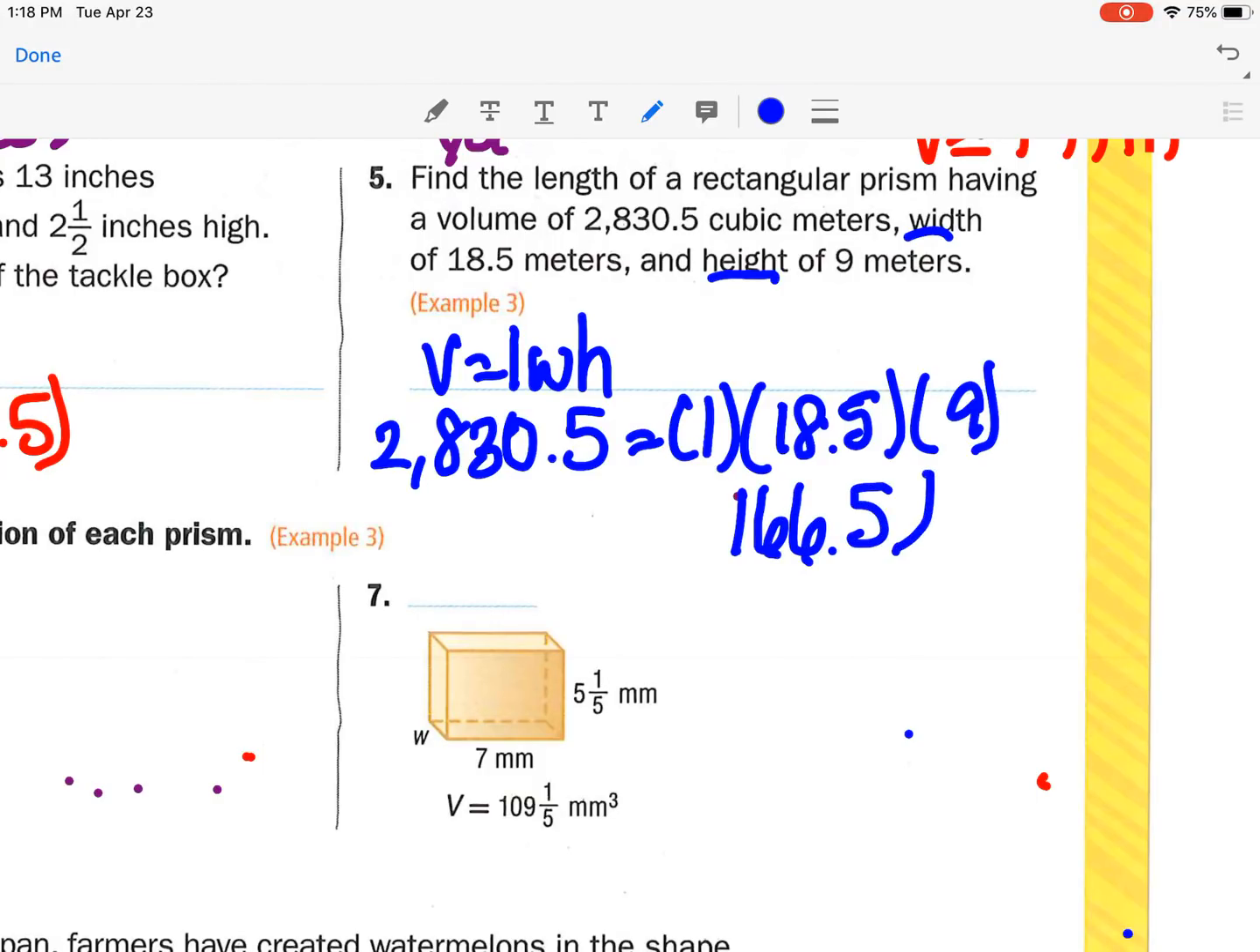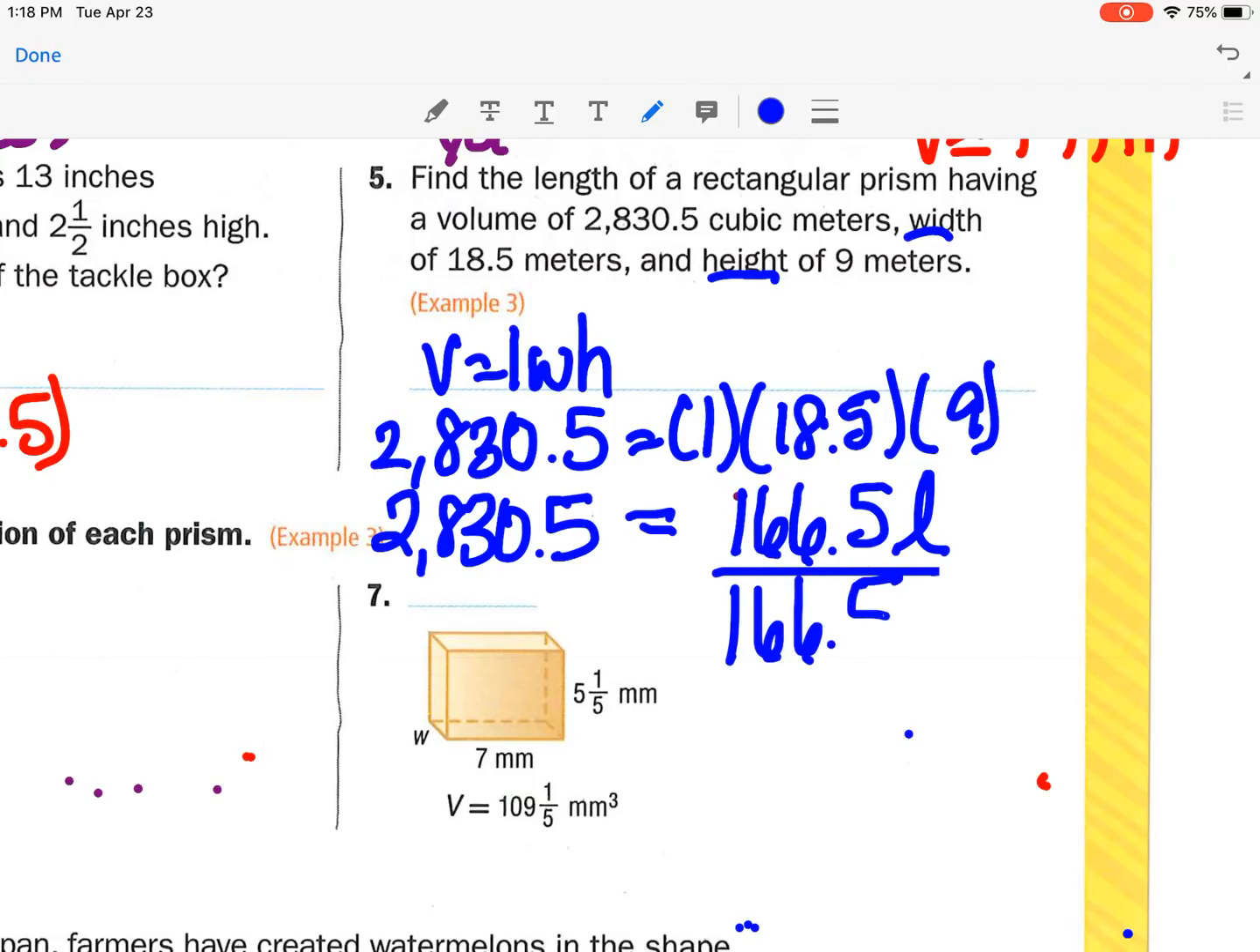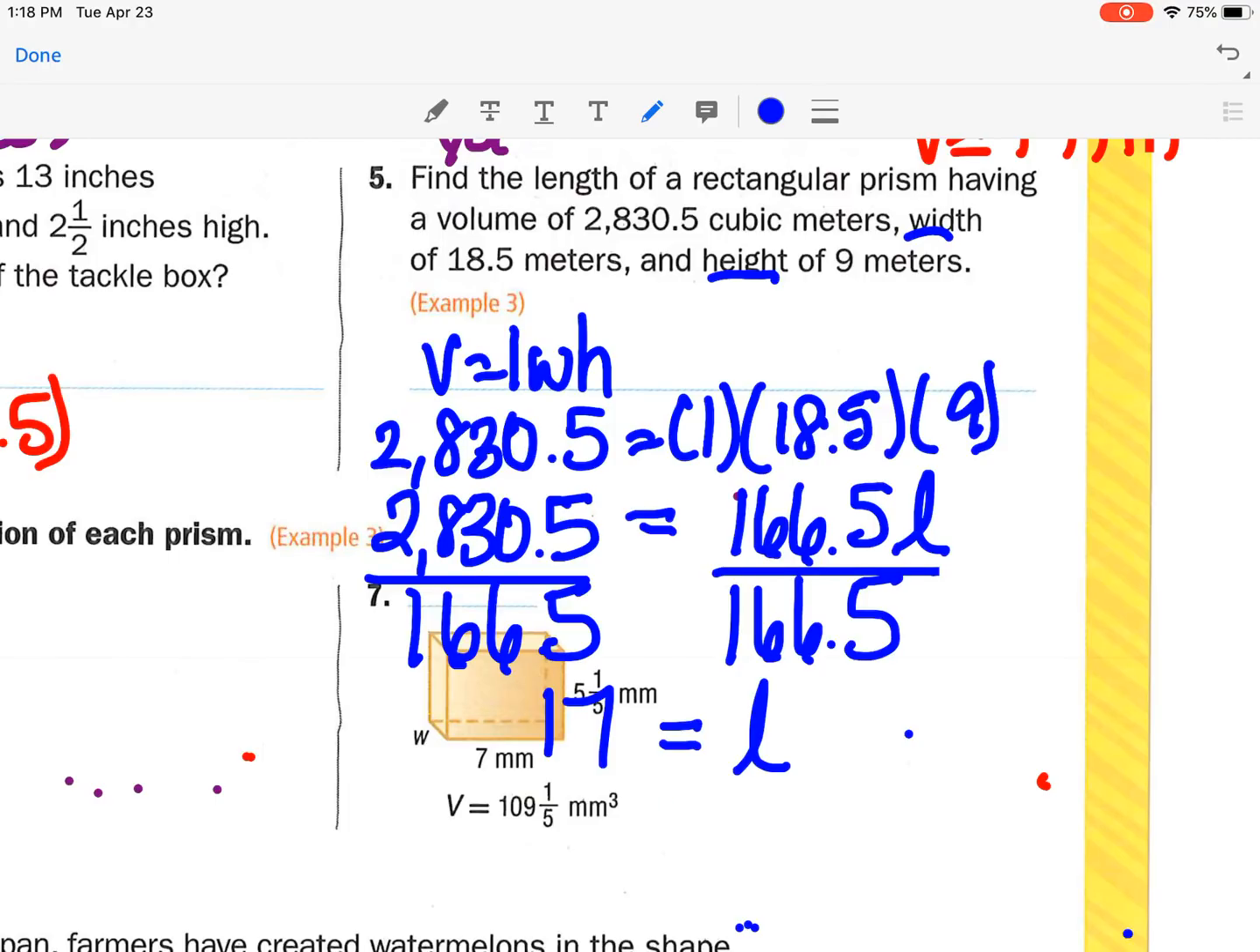18.5 times 9 gets us 166.5, and then our length, which is L, still equals 2,830.5. And we know that we need to divide each side by 166.5. So we're going to take 2,830.5 divided by 166.5, which is going to give us the length, our L, of 17. So we need to label that 17, and we are talking about meters. It is 17 meters.